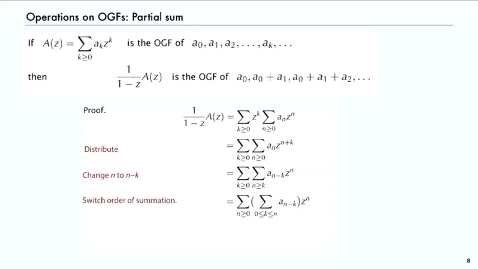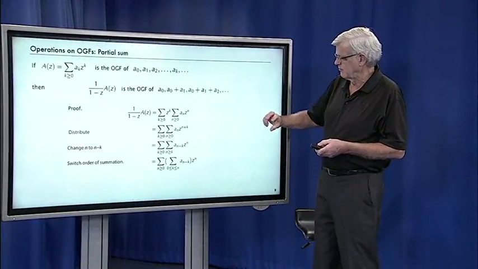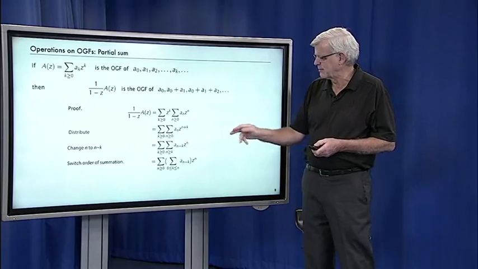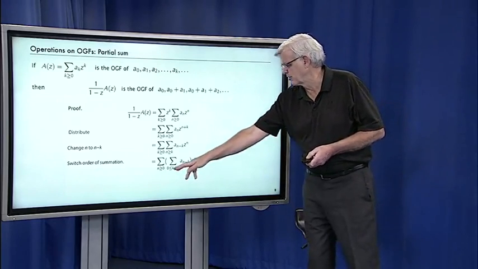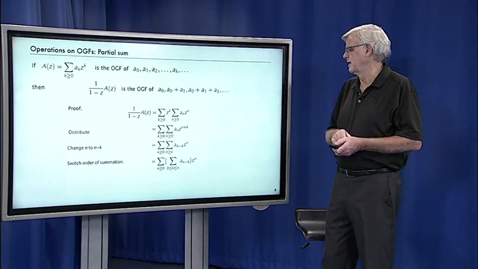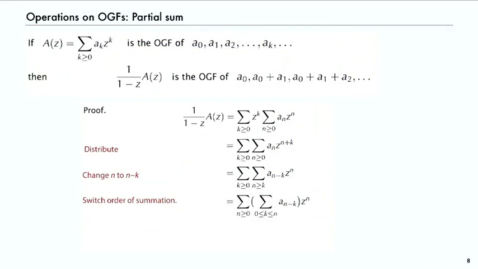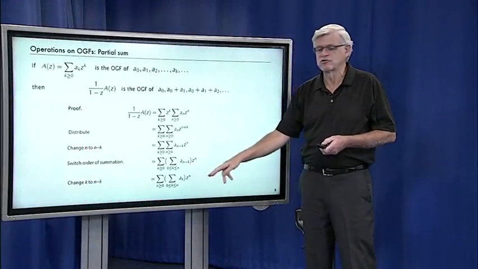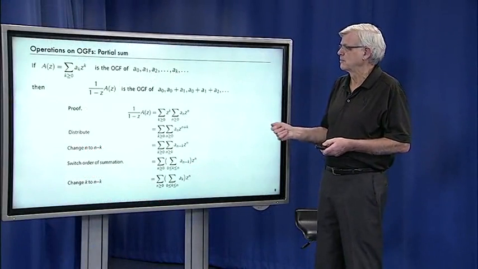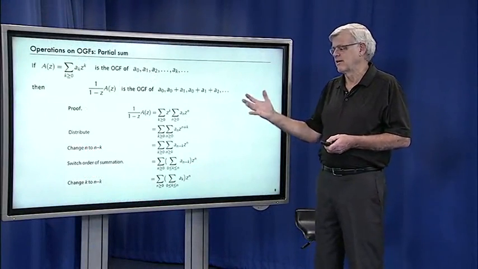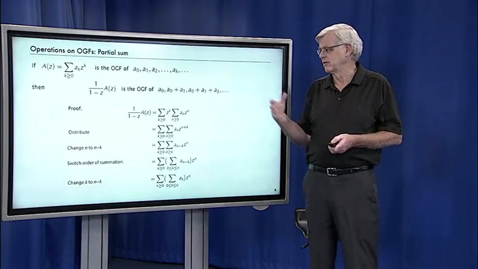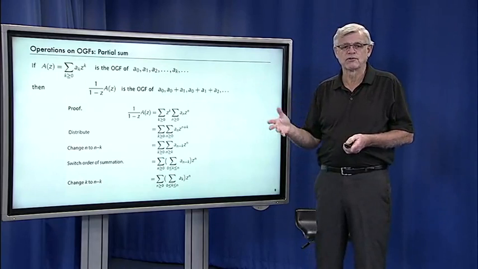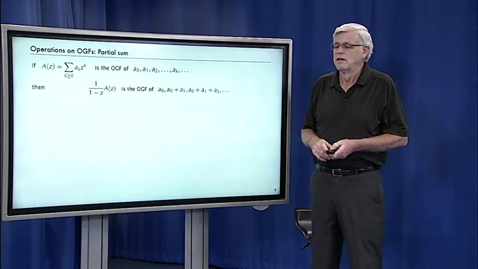So k greater than or equal to 0, n greater than or equal to k. If we switch order of summation, that's the same as n greater than 0, but k restricted to be between 0 and n. And then in that inner sum, we can change k to n minus k, and then we see that we have the partial sums. So this product is the generating function of that sequence, which is the partial sums. So that's another fine operation to be able to perform to give us a richer set of sequences that we know generating functions for.